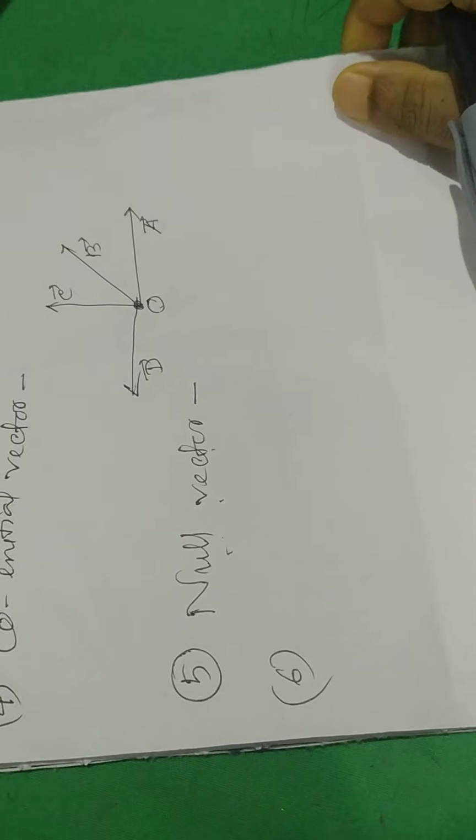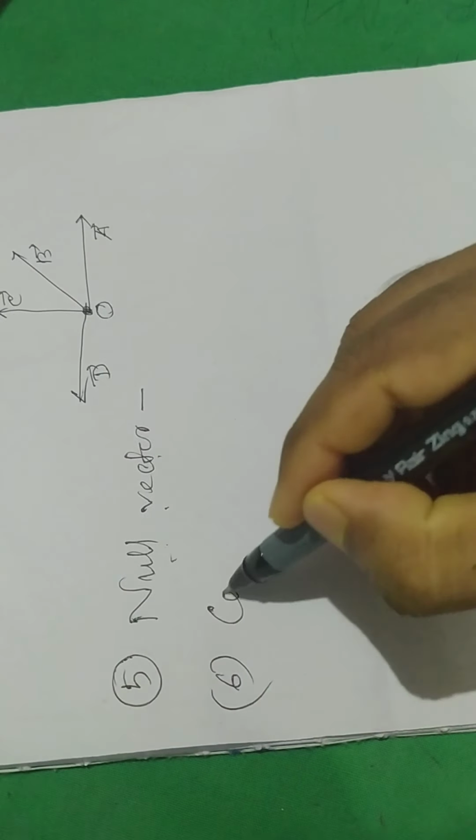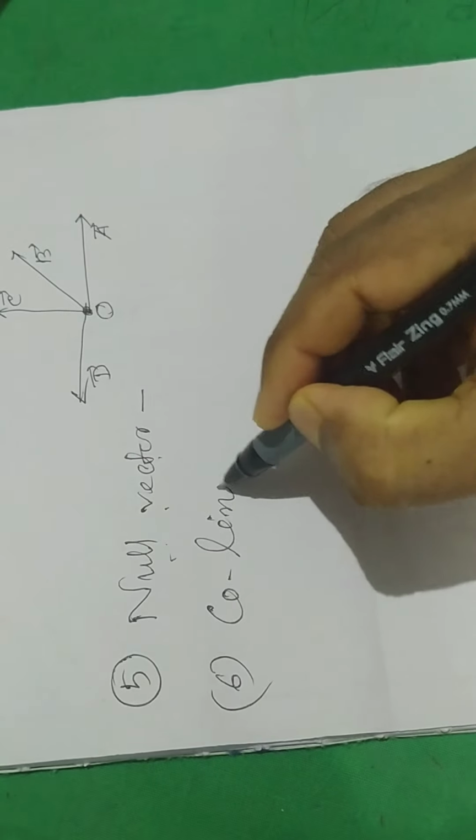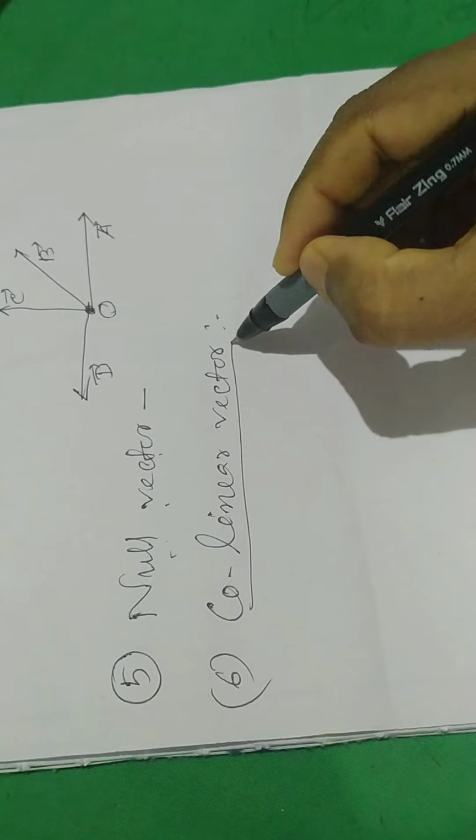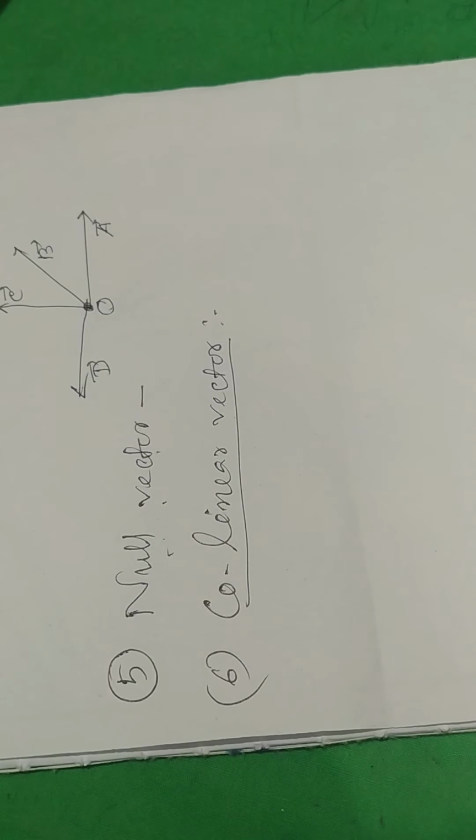Number 6, collinear vector. What is a collinear vector? Two vectors having equal or unequal magnitude which either act along the same line, or along parallel lines in the same direction, or along parallel lines in the opposite direction, are called collinear vectors.